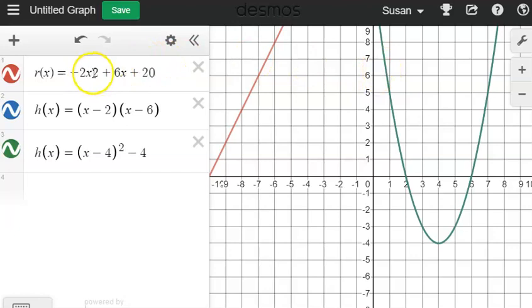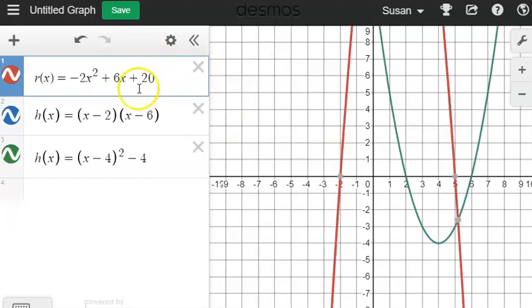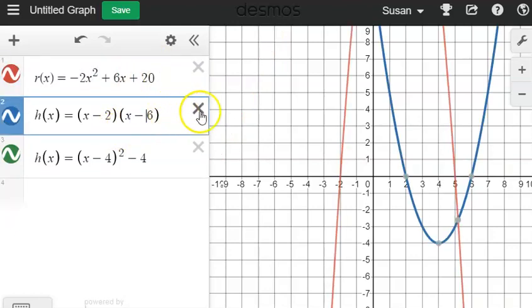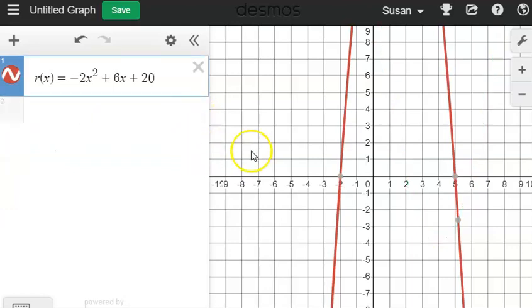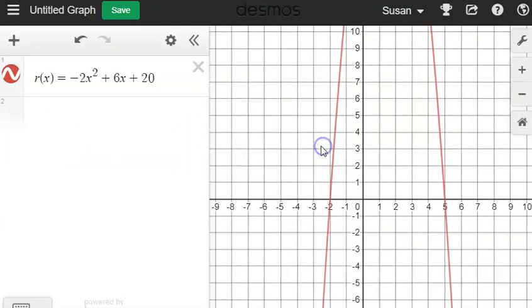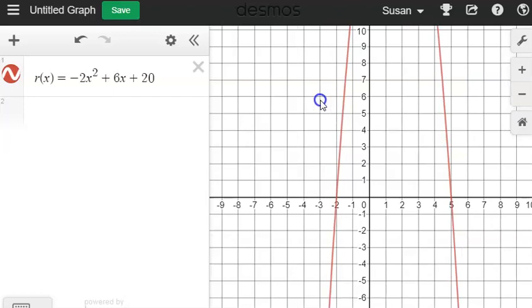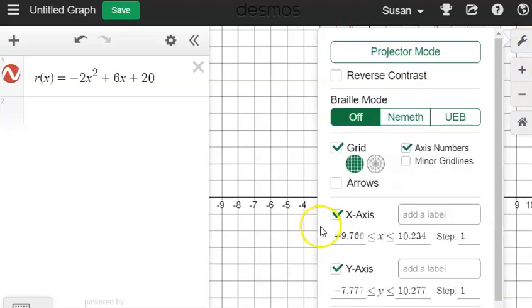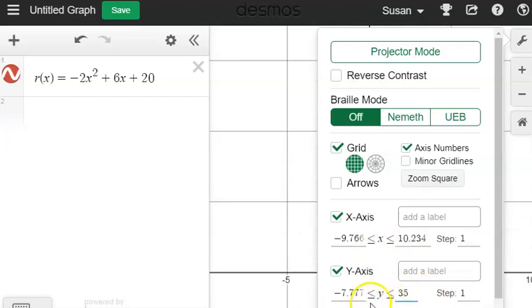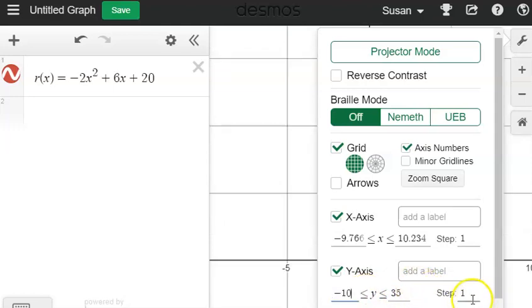And notice it won't take that 2 exponent, but if you'll just highlight it and hit Shift 6, it'll convert that for you. Now this one, I need to get rid of these. Okay, now my window's not so great because I can't really see high. So I'm going to hit the wrench here and change my Y so that it goes up to like 35 or 40. I think is good. And maybe negative 10. And I don't want to count by 1s. Let's count by 5s.